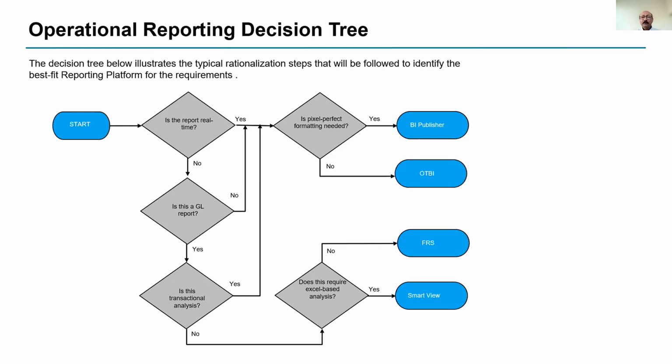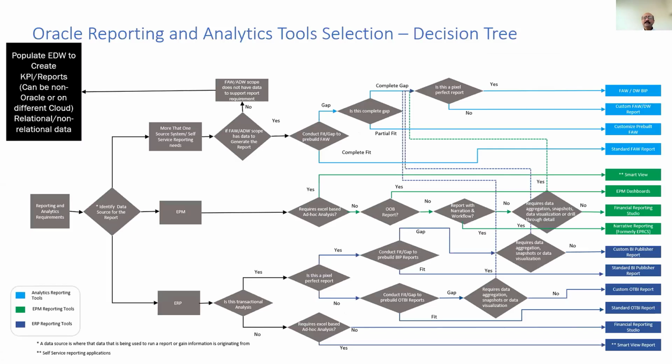So we'll look at different ways to extract data out of the source system in a frequency that may help to meet some of those needs to some extent. So now let's extend the same decision tree to the entire gamut of reporting and analytics in an enterprise.